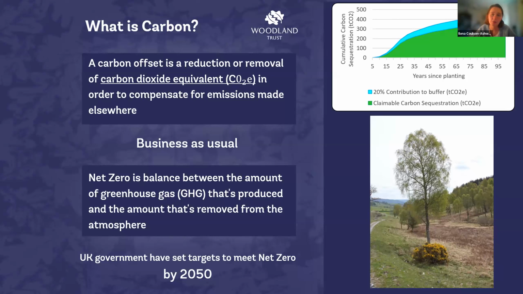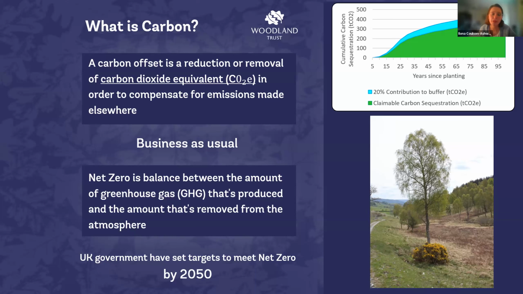A carbon offset is a reduction or removal of carbon dioxide equivalent in order to compensate for emissions made elsewhere. The reason I underlined carbon dioxide equivalent there is just because you'll see it written like that. Essentially what it's taking into account is methane and nitrous oxide as well. So it's just an easy way of bracketing them all under one umbrella, but essentially those are the core greenhouse gas emissions.